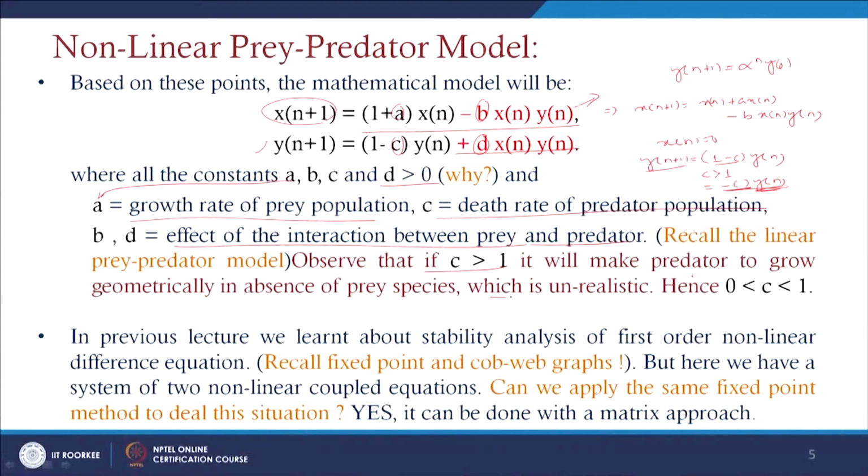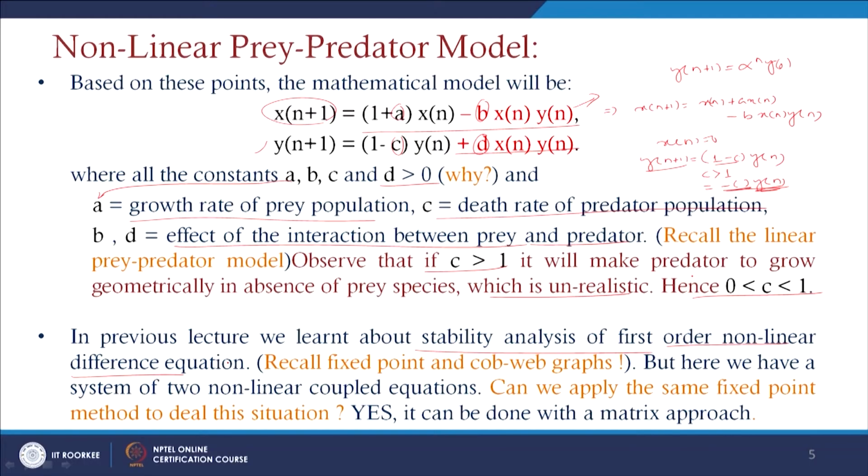So, that is why we have just considered that it is an unrealistic situation here. So, that is why C should lie between 0 and 1 here. And in the previous lecture also we have learnt the stability analysis of first order nonlinear difference equations. Usually, what do you mean by stability?